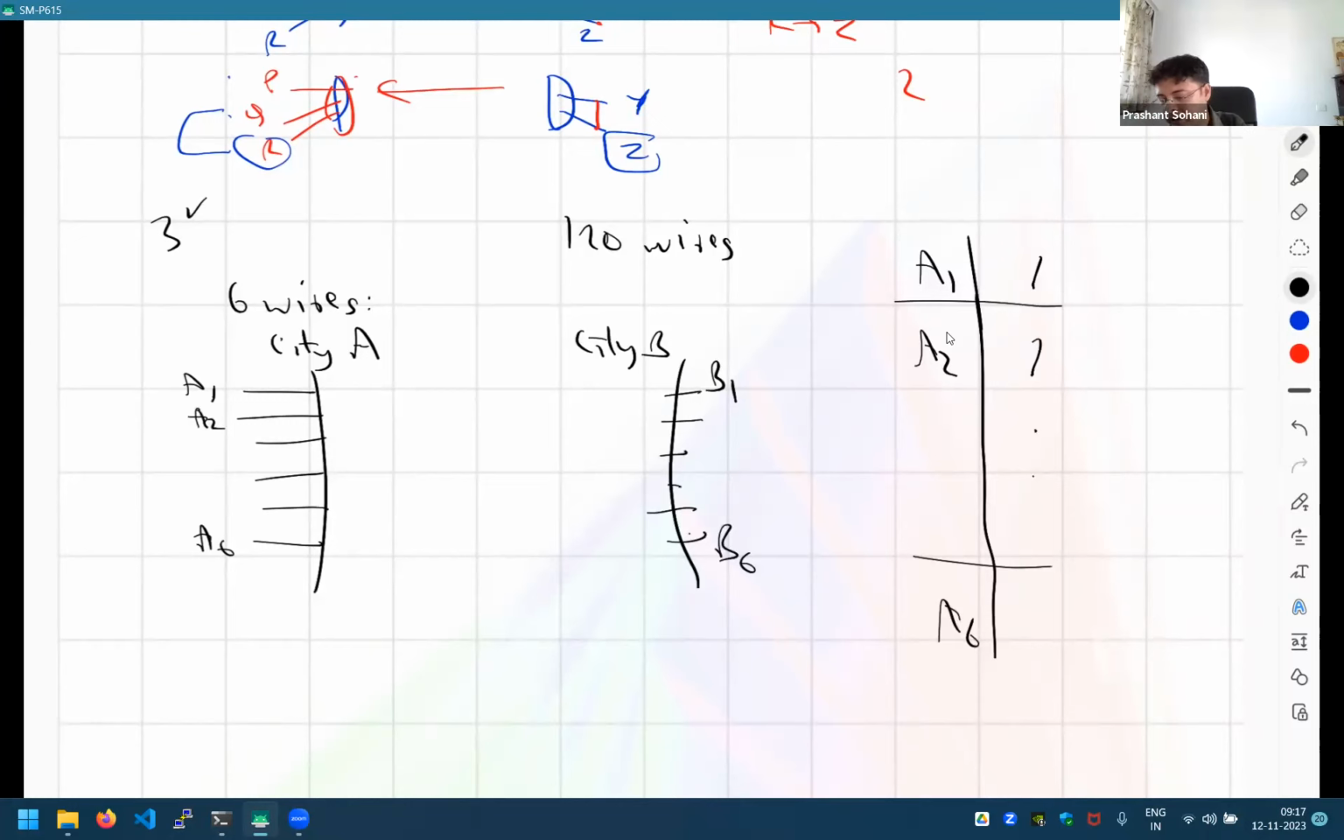Actually, let me not use the letters A and B because I will require A and B for some other purpose when we do the solution. Let me replace them with maybe left and right, right? So let me call it L and R, city L and city R. Okay. So L1, L2, L6 and R1, R2, R6.